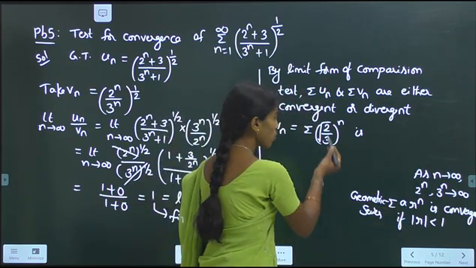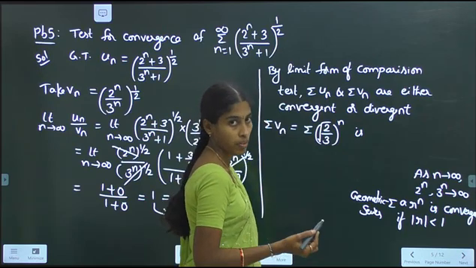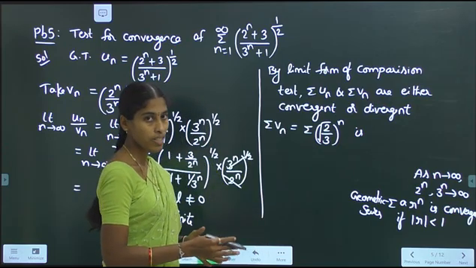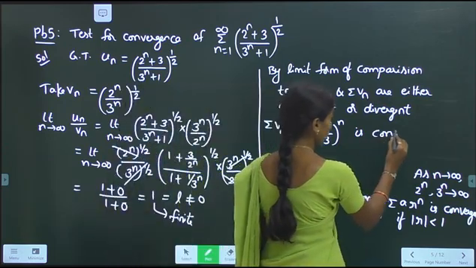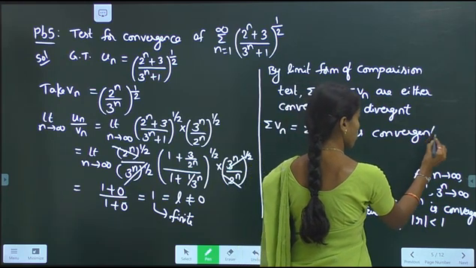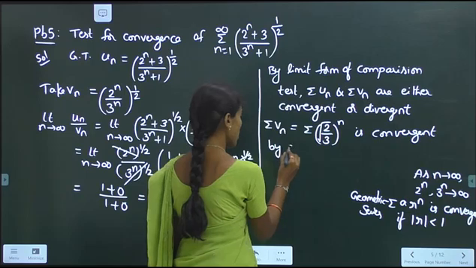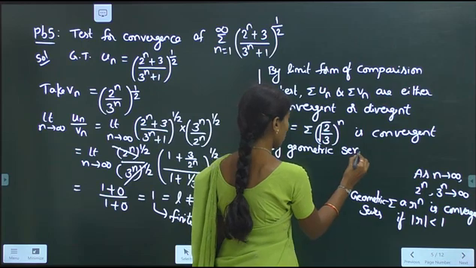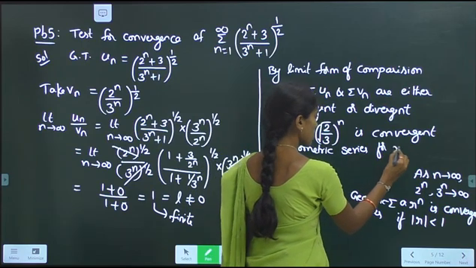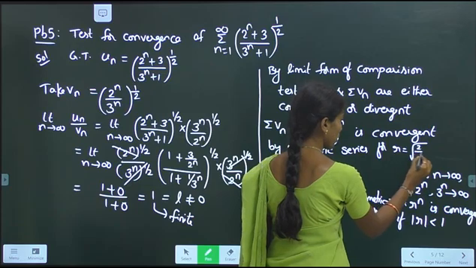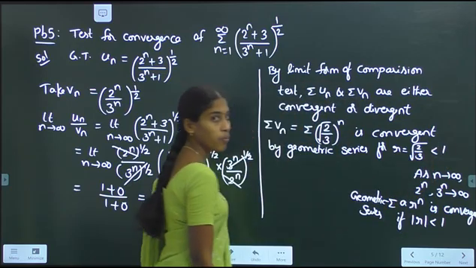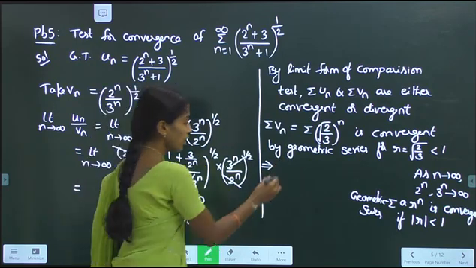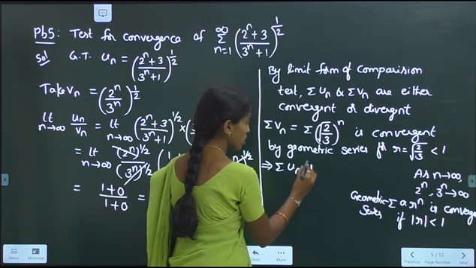What about the r value? r is square root of 2 by 3. 2 by 3 is less than 1, so square root of 2 by 3 is also less than 1. So it is convergent by the geometric series. For r equal to square root of 2 by 3, which is less than 1, it implies that because Vn is convergent, series Un is also convergent.